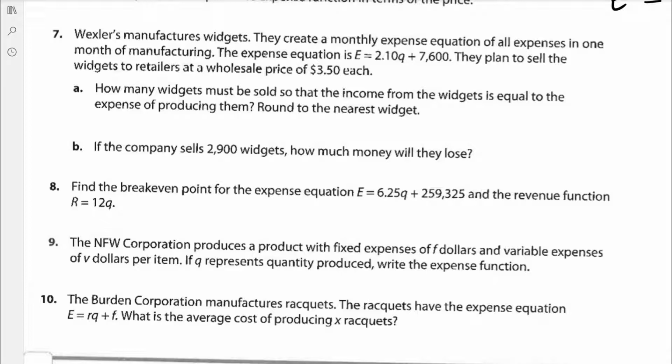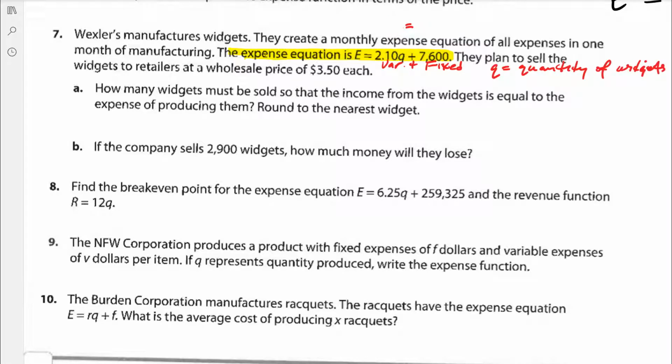They create a monthly expense equation of all the expenses in 1 month of manufacturing. The expense equation is given. All right, so let's highlight that. We know what the expense equation is, and we know that the expense equation talks about how we take the variable expenses right here and add it to the fixed expenses. So just looking at this equation, I know that Q stands for quantity here. So Q represents quantity, the quantity of widgets in this case.